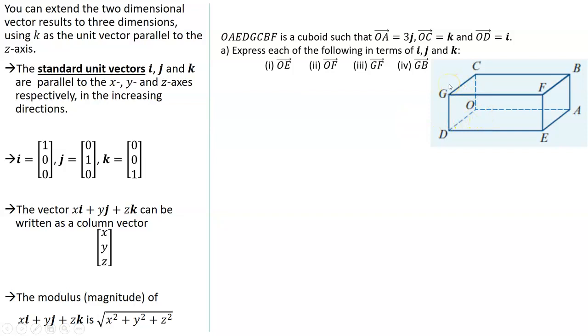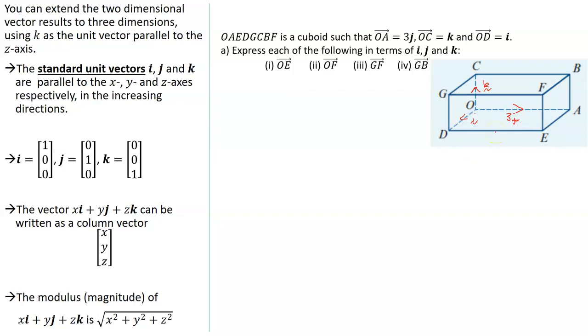Now, let's label the edges of my cuboid with the information that I know. So I know that OA equals 3j. So I'm going to pop that there. Underlined my j with a tilde because it's a vector. OC is k, and OD is i.